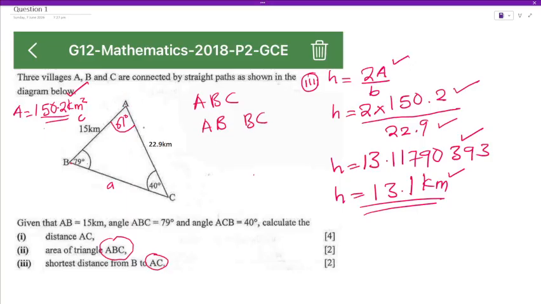Okay, so are these sides known? AB is known, we have 15 kilometers there, and then BC. Do we know BC? Did we find BC anywhere? They asked us to find AC. So AC is this one. We don't know BC, therefore we cannot. Okay, so this principle doesn't work.